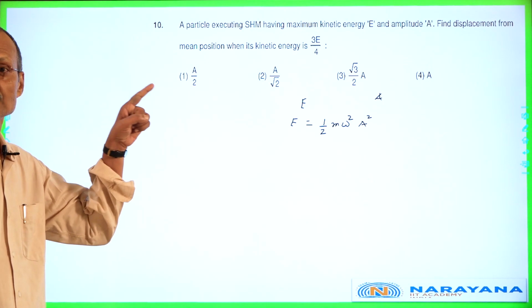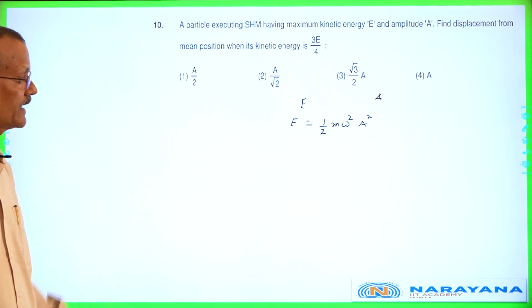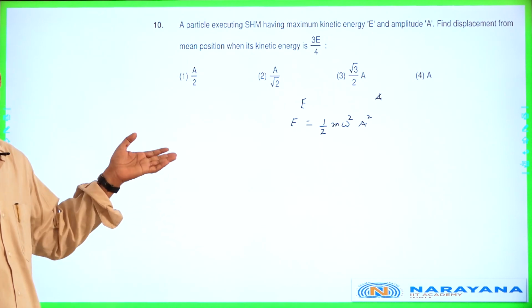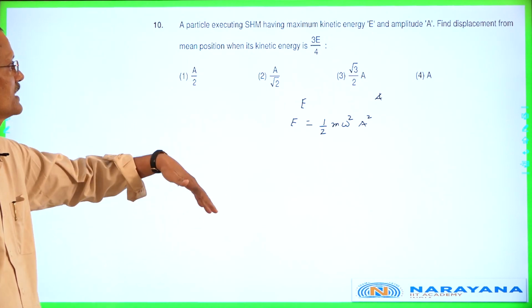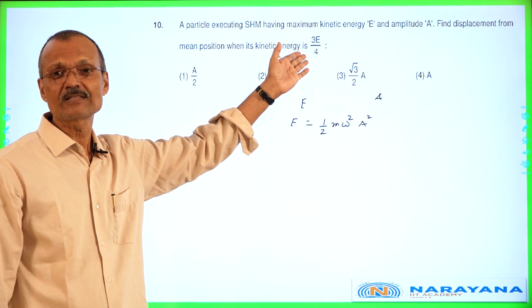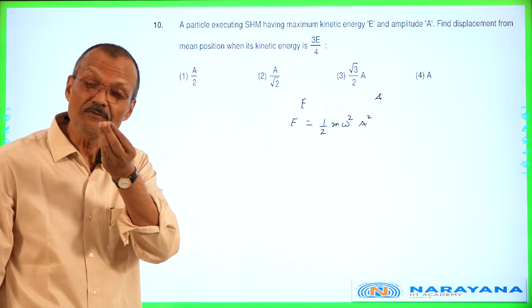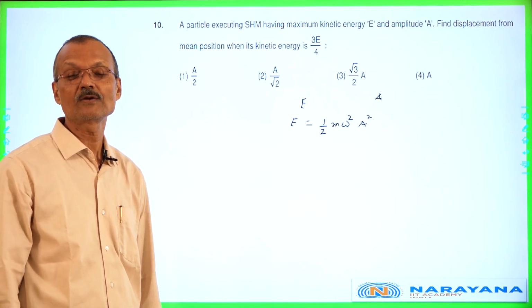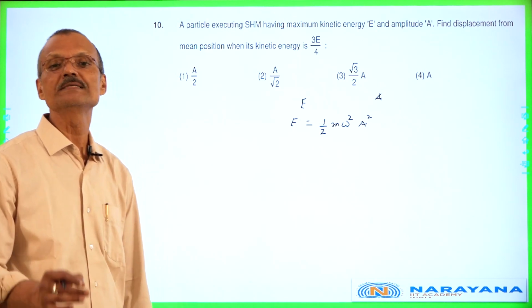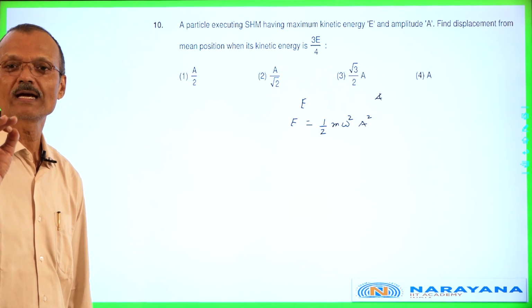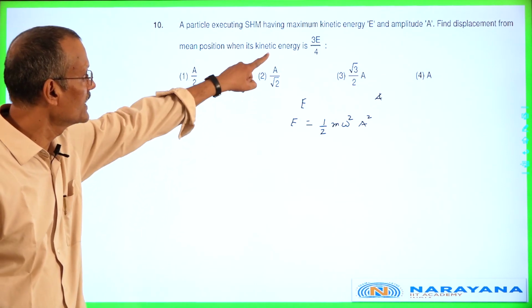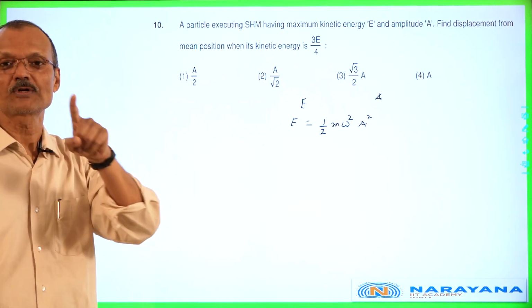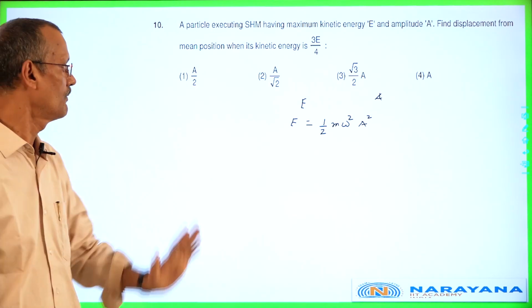They are asking you displacement. I can go even for kinetic energy, no problem. Kinetic energy formula is half m omega square, A square minus x square, and I can take 3 by 4, but we can save 5 to 10 seconds by taking potential energy. A little wiser: potential energy will be simply half m omega square x square, and since it is 3 by 4 kinetic energy, potential energy will be E by 4.